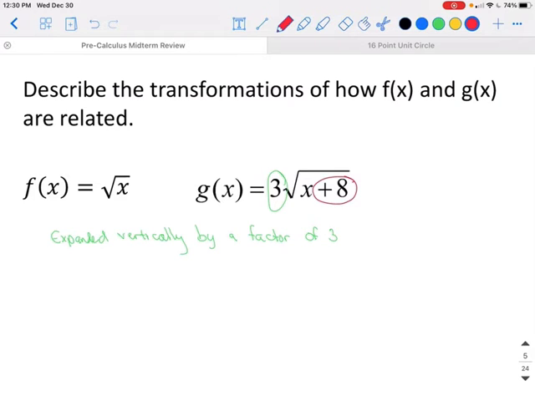Because this 8 is attached just to the x, when you pull it out, you will have to change the sign. Because it's on the x, it's either going to translate left or right. But when we pull it out, we change the sign, so this becomes a negative 8. So this means we are going to translate to the left 8 units.